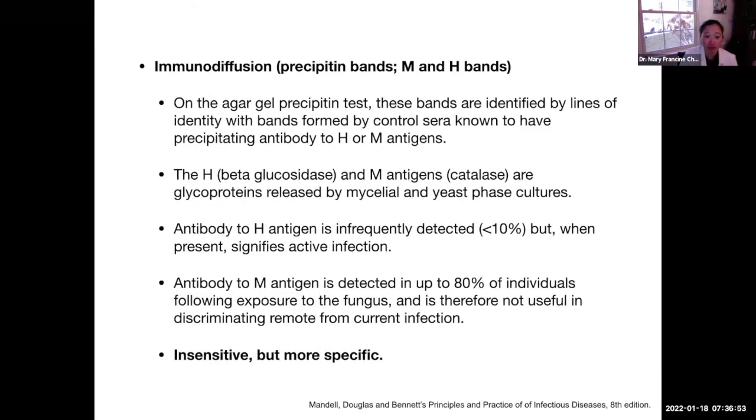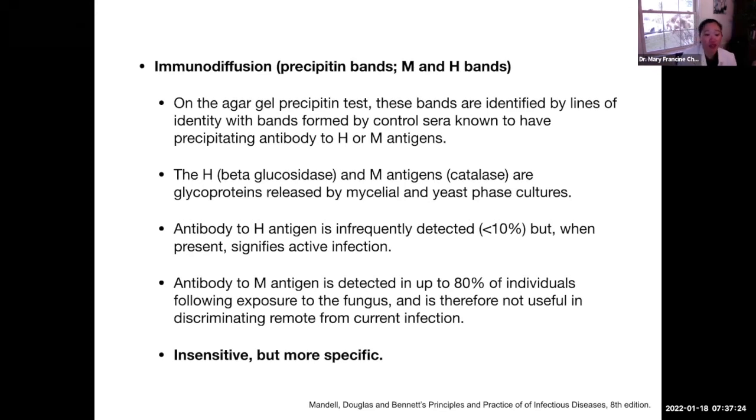Compare that to immunodiffusion, where you're looking at your precipitin bands M and H. How you run this test is that on the agar gel precipitin test, these bands are identified by lines of identity, with bands formed by control serum known to have precipitating antibody to H or M antigen. Your H antigen is homologous to beta-glucosidase and the M antigen to the catalase. And those two are proteins released by mycelial and yeast phase cultures.